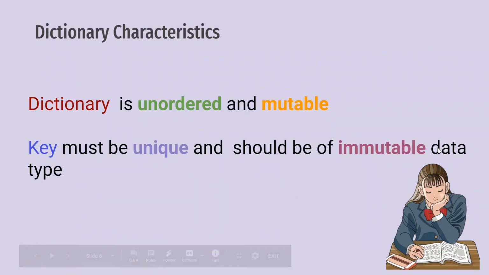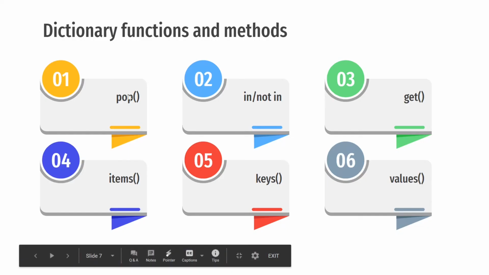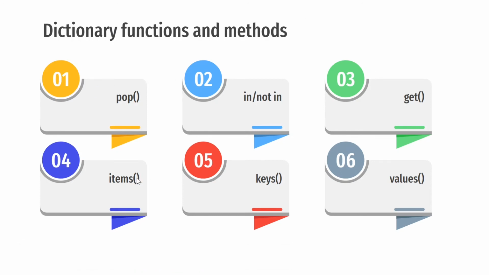Also your keys should be of immutable data type. So your keys can be strings, numbers, etc. But you cannot have a list as a key because it's a mutable data type. Now next we will look at dictionary functions and methods. So we will be looking at these functions: pop, in, not in, get, items, keys, values, and we'll look at some more functions in the coding session.